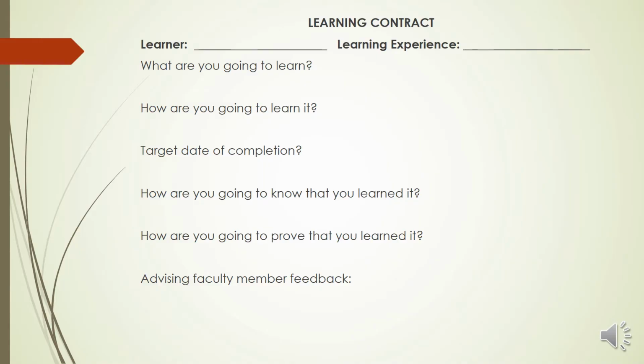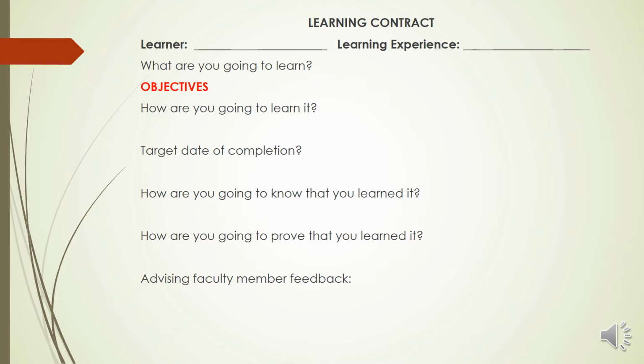Now let us look at an example of a learning contract. First blank would be the learner or the student's name, the learning experience, which is the topic. First question would be, what are you going to learn? These would be your objectives. Itemize what you want to be able to do or know when completed. This would be your goals.